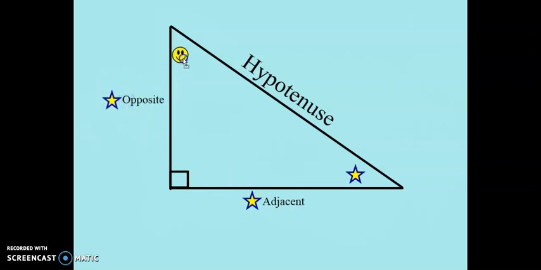However, if I stood over there, then this side would have been the adjacent side, and this side would have been the opposite side. So relative to my position, a side will be opposite or adjacent according to where I stand. If I'm standing there, opposite, and this one will be adjacent.